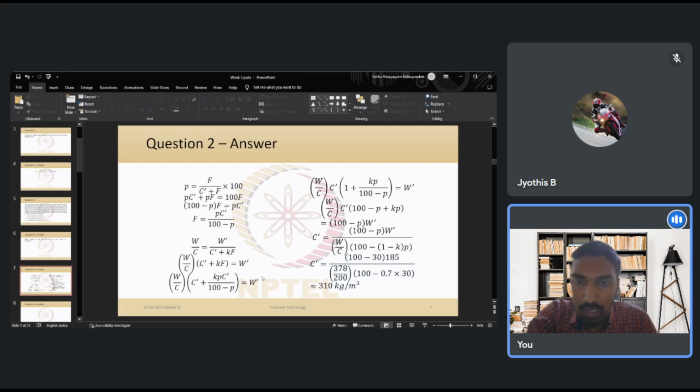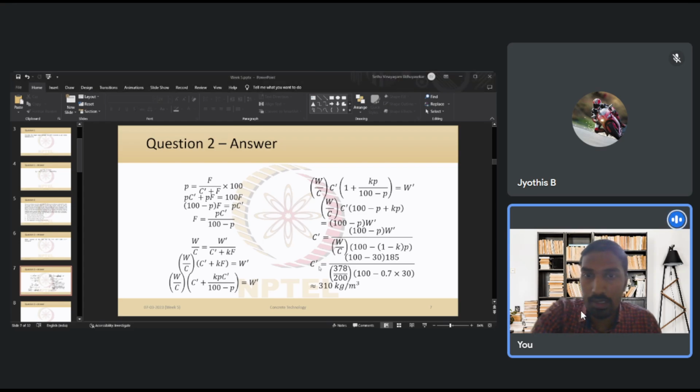So you need not derive this every time, you can remember this as the final equation. We need the proportion that we are adding for the fly ash, the new water content, the old water to cement ratio, and the equivalent K factor. With that we can find out the new cement content. Okay, any questions? How do you find the new cement content?